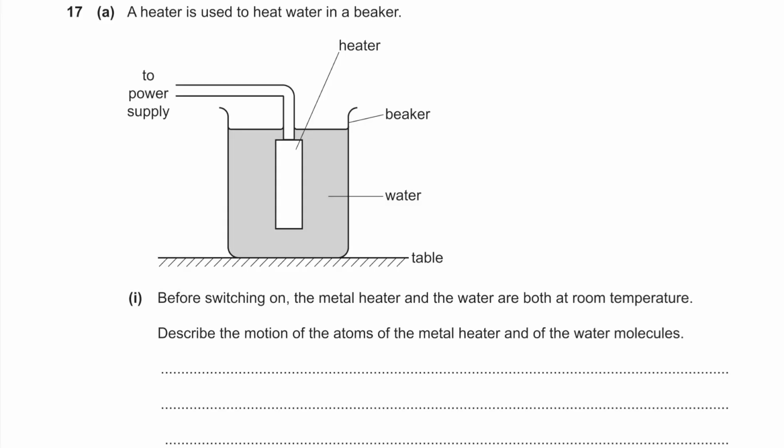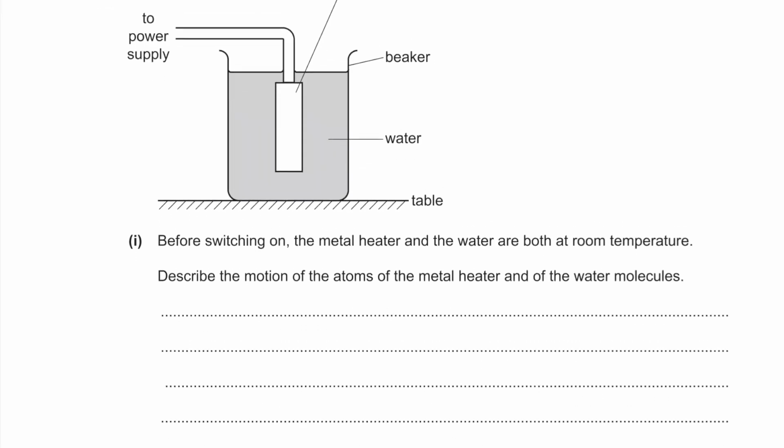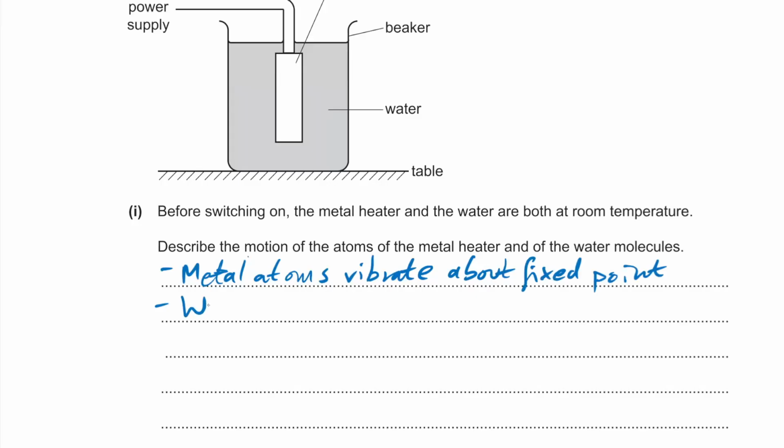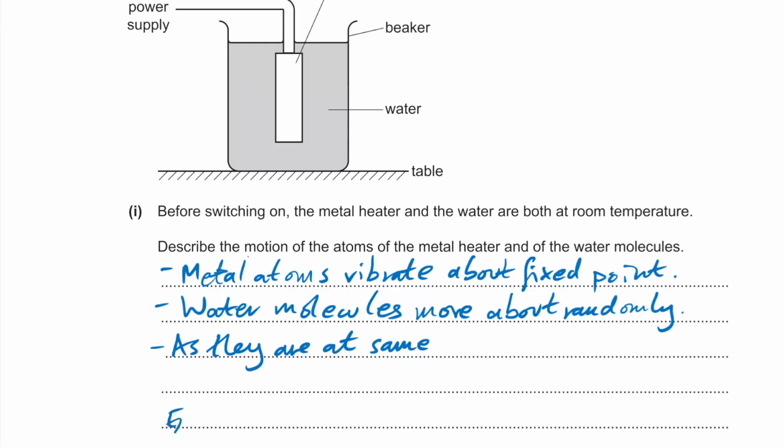17, we're heating water. Before switching on, the metal heater and the water are both at room temperature. Describe the motion of the atoms of the metal heater and of the water molecules. Okay, what a weird question. So metal atoms vibrate about a fixed point. In other words, they don't move, whereas water molecules move about randomly. What else can we say? If they're at the same temperature, we know that EK is equal to 3/2 kT. So that means if they have the same temperature, they must also have the same KE, or EK, whatever you want to call it.